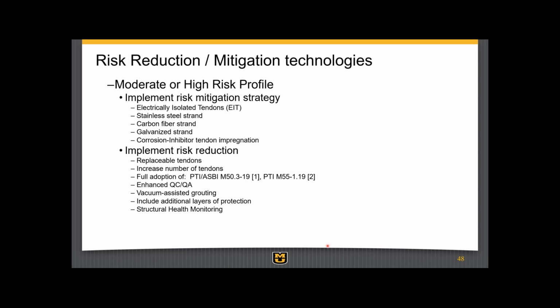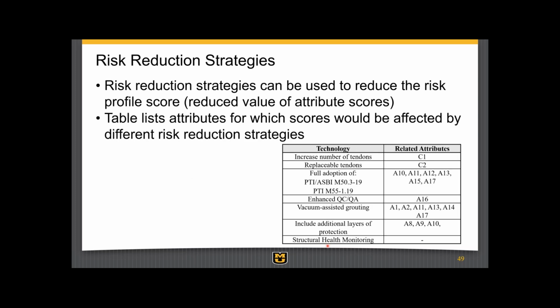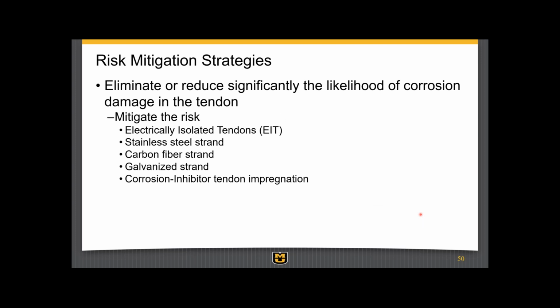And so the overall concept is that this can be a tool that people can use to help identify the need for these types of technologies. The risk reduction strategies, some of them, play on a particular attribute, and those are listed in this table here. If you used, for example, vacuum assisted grouting, you would affect all these different attributes and improve their scores, lower their scores in the case of the way this model works.